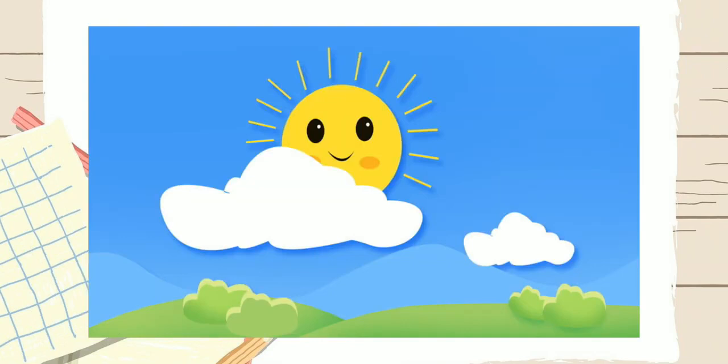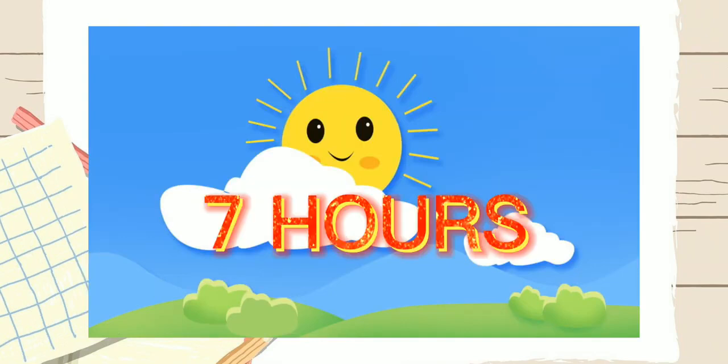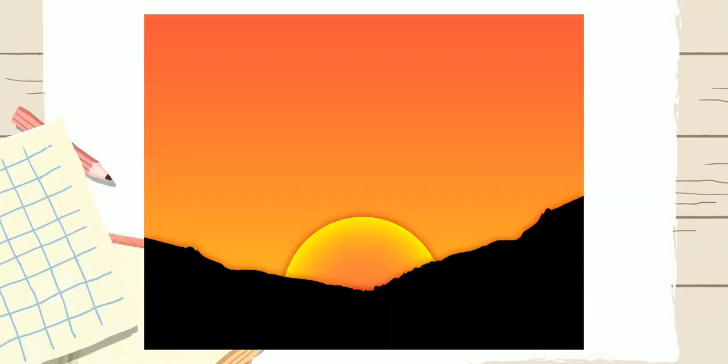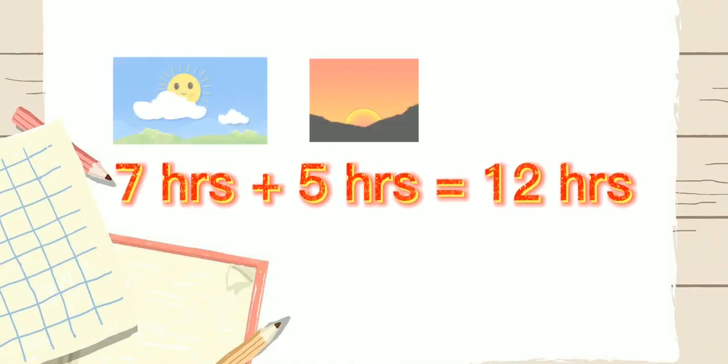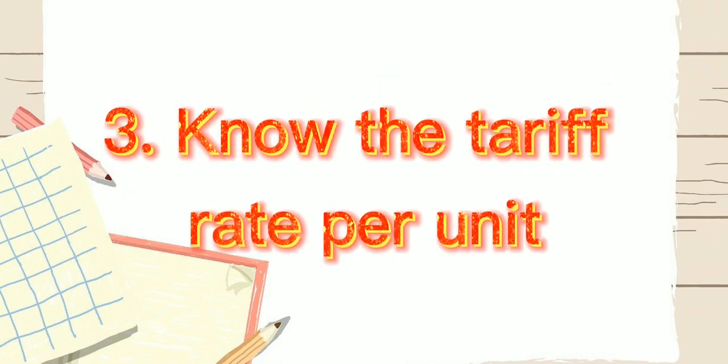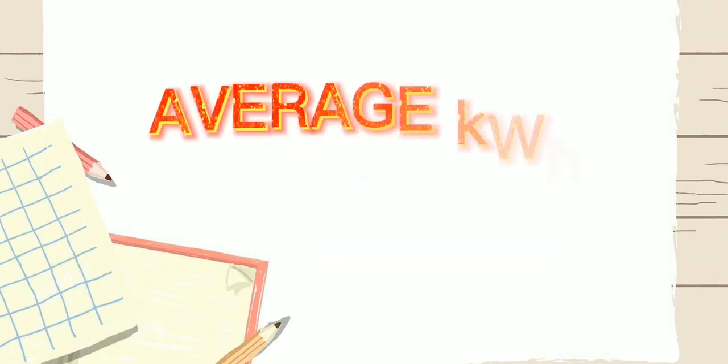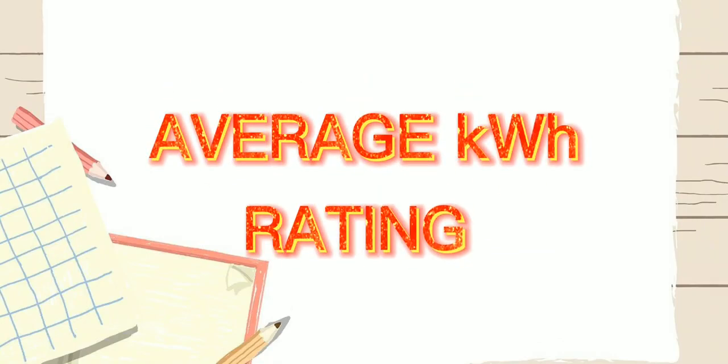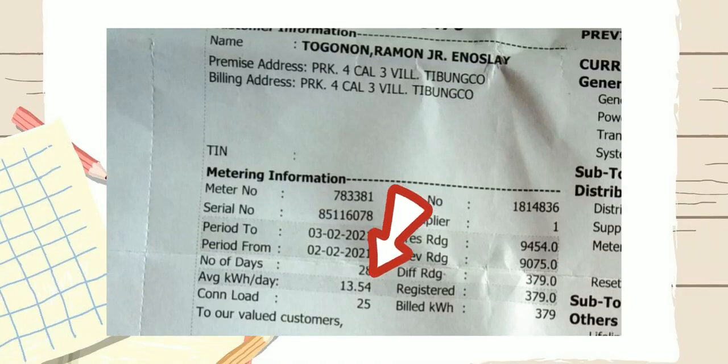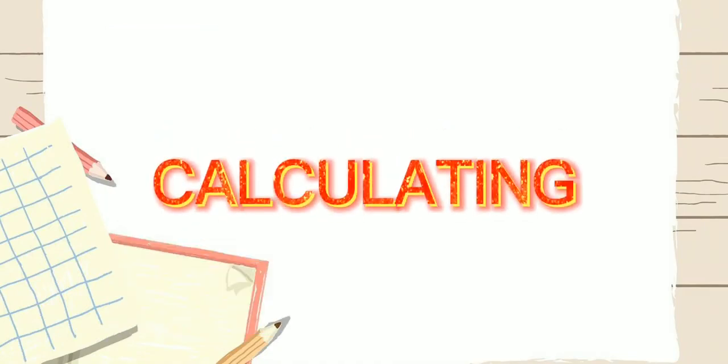In the morning, I use the power adapter for 7 hours. And the afternoon till the evening, my brother uses the power adapter for 5 hours, which has a total of 12 hours. Next step is to know the tariff rate per unit. For this task, I will be using our individual average kilowatt-hour rating given by the Davao Light reflected in our electric bill. So now let's start our calculating.